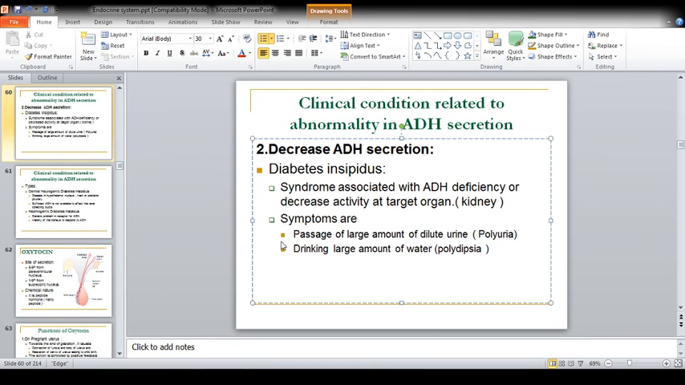The symptoms for diabetes insipidus would be passage of large amounts of dilute urine, that is known as polyuria, and drinking large amounts of water, that is known as polydipsia. So the urine is dilute and produced in large quantities, and the patient would drink large amounts of water. It is just like diabetes mellitus. Diabetes mellitus literally means sweet urine, due to the presence of high glucose content in the urine, and diabetes insipidus is tasteless urine.